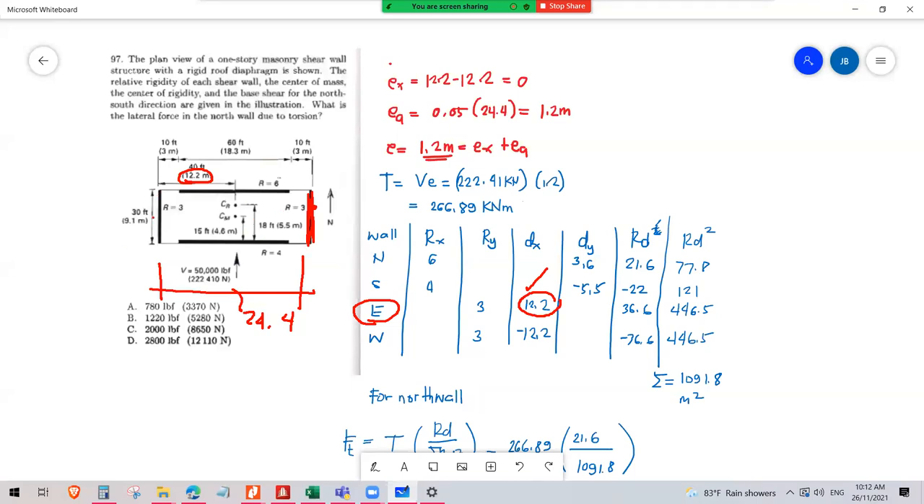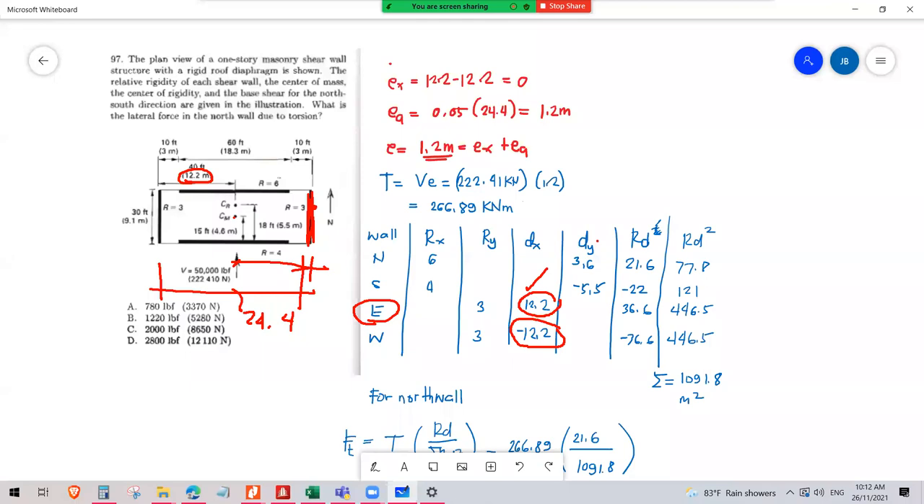So they are in DX, since they resist in this direction. The distance you consider is this one, DX, with the center of rigidity as our reference. How about the west wall? The same, since they are at half. That means we have no eccentricity in the east and west direction. You only have eccentricity in the north to south, because the center of rigidity and center of mass are at the same location in terms of the x direction.